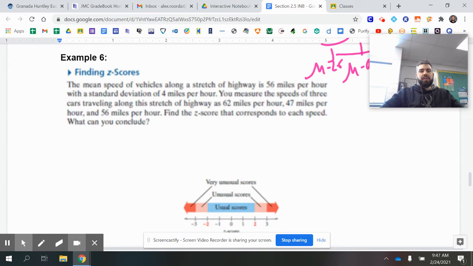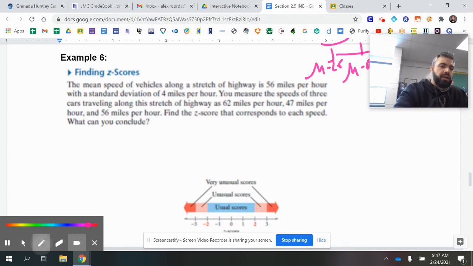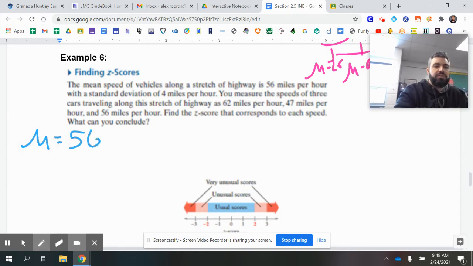So the mean speed of a vehicle along a stretch of highway is 56 miles per hour. Okay, so let's take important information as it comes. The average is 56 miles per hour. It says the standard deviation is 4 miles per hour.